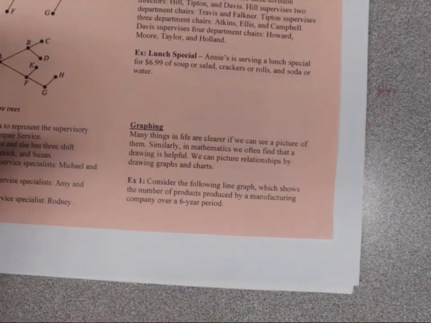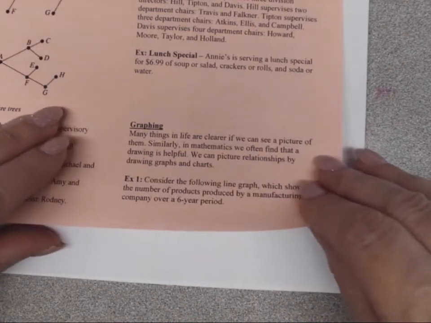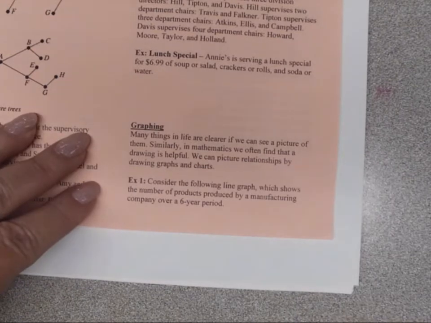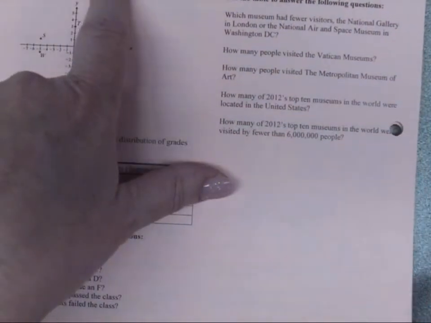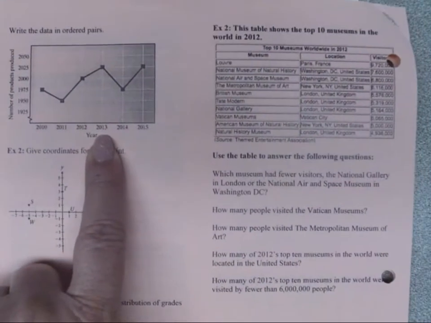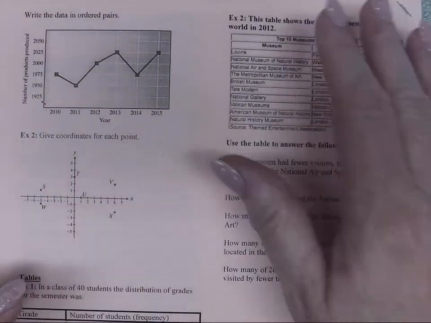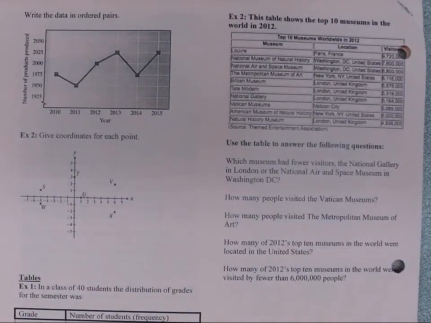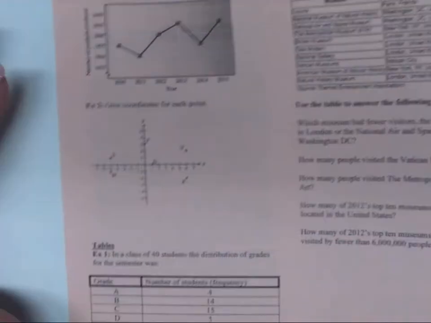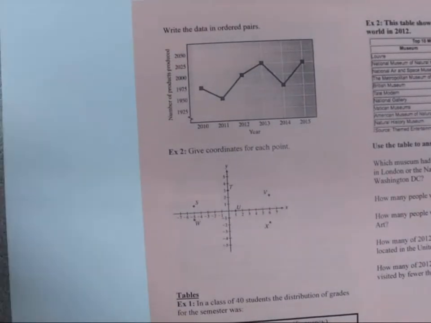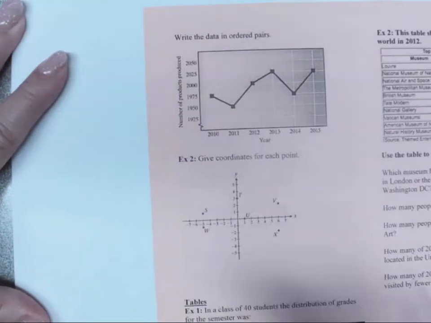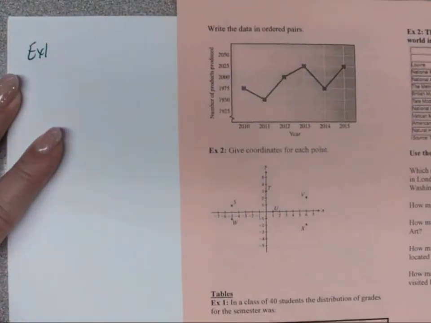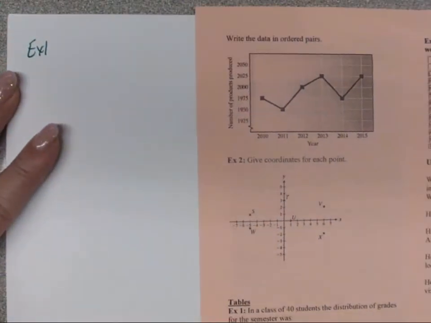For example 1, we're going to consider the following line graph, which shows the number of products produced by a manufacturing company over a 6-year period. So here is our graph, and it helps if you can see it. We are going to write the data in ordered pairs. So this will be example 1. Get down where you can see the graph and what we write.